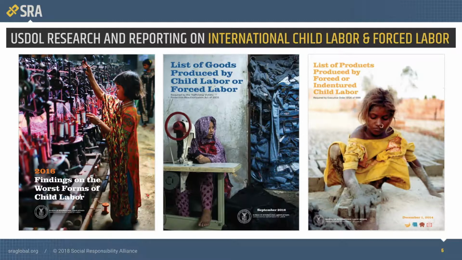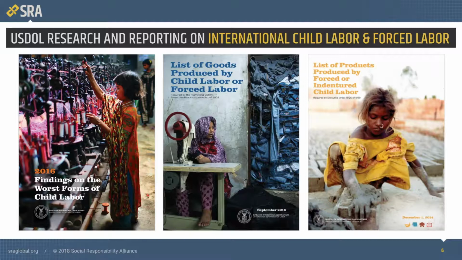It is an annual report covering 140 countries and territories. It provides an overview of the situation of child labor in each country, as well as the efforts of each country's government to address the worst forms of child labor through laws, law enforcement, coordination, policies, and programs.